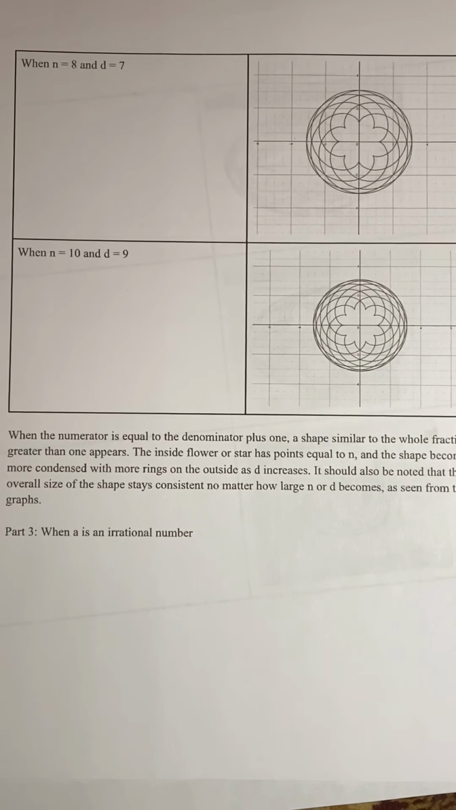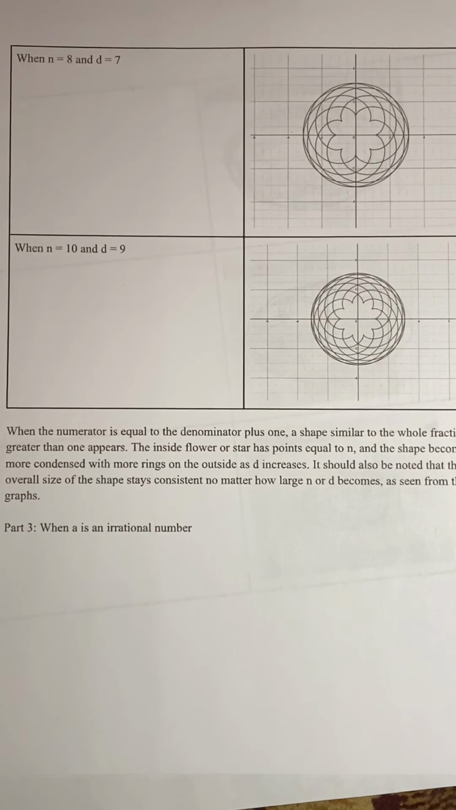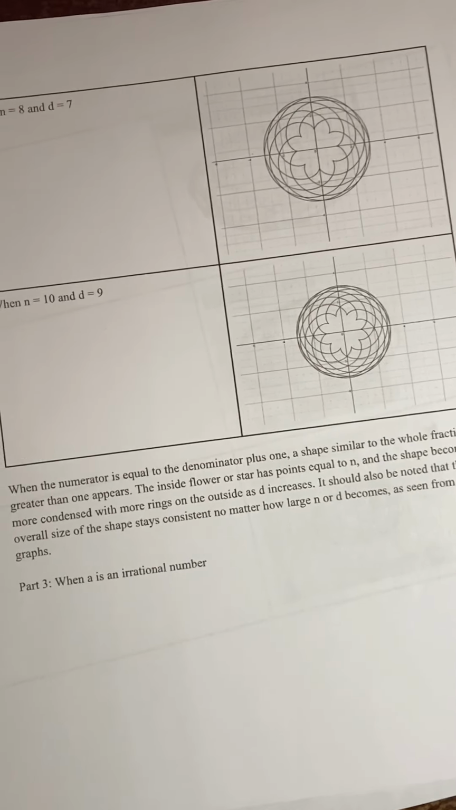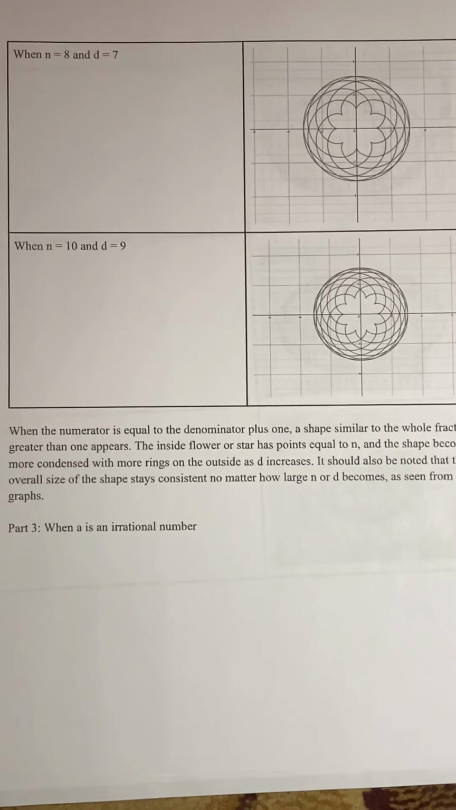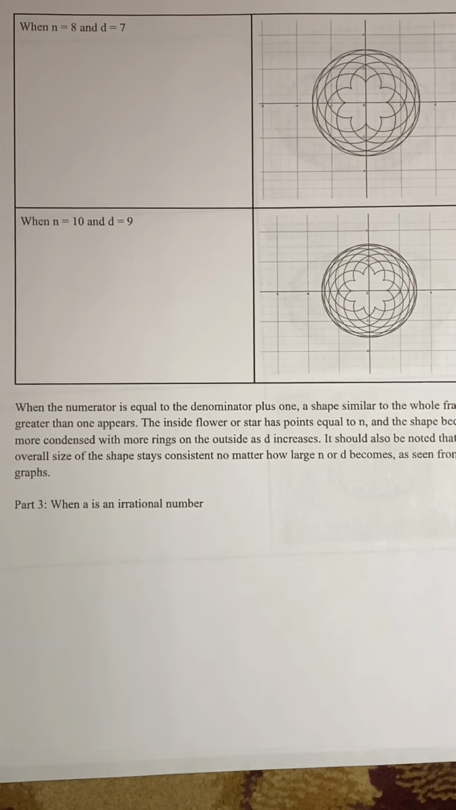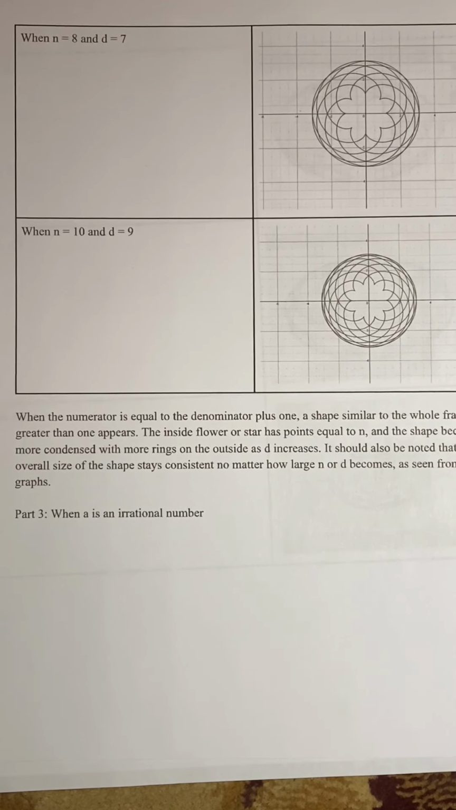That pattern can be further expanded upon when d equals 9, and you can see that it is even more crowded and more dense between the petals and the outermost circle. Another thing to note is that the outermost circle is approximately the exact same diameter, no matter how high the n or d go.